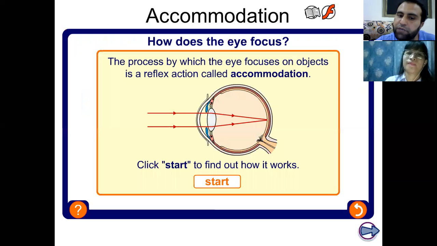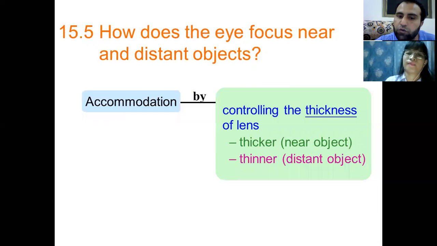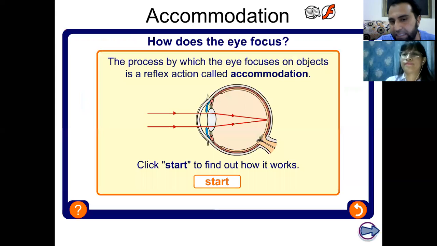Because when the object is near to you, more rays are coming to you, so they need to be bent more. For that, the lens should be thick. If the object is far away from you, the rays coming are less, so there is no need to bend them more. For that reason, the lens is thin.